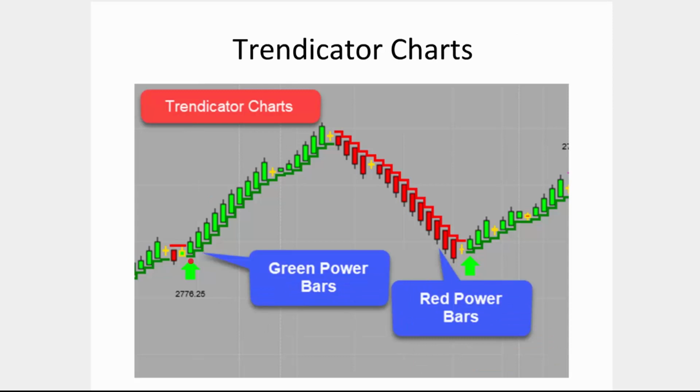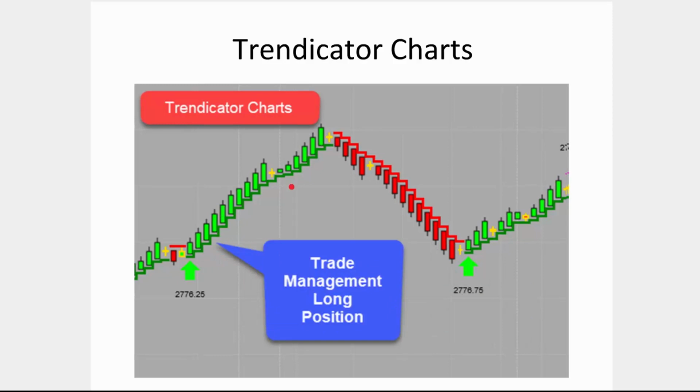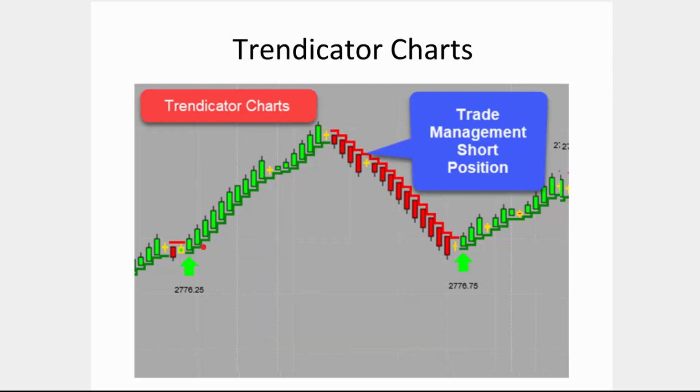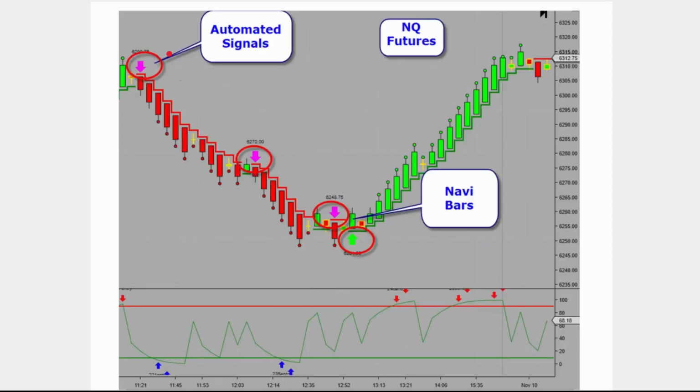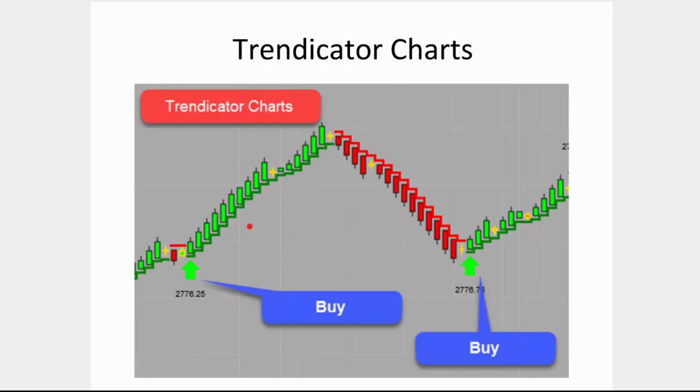So Trendicator charts, automated signals, very visual. Also, in an up move, this green trade management line can be used as your automated trailing stop. NinjaTrader 8 has the ability to attach an order to an indicator. So in a long position, you'd be attaching a sell stop to this green line. In a short position, you'd be attaching a buy stop to the red line. So again, that's the automated signals. Buy signal here, buy signal here.